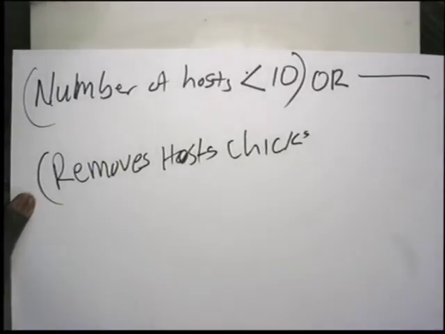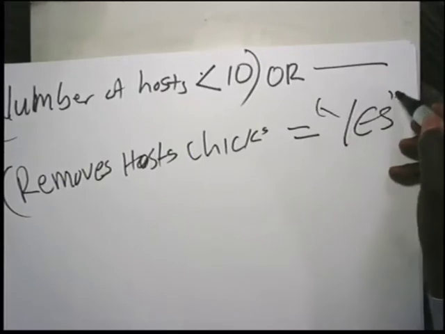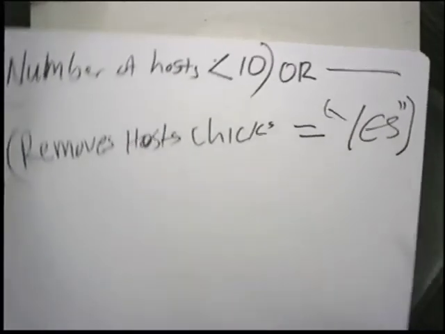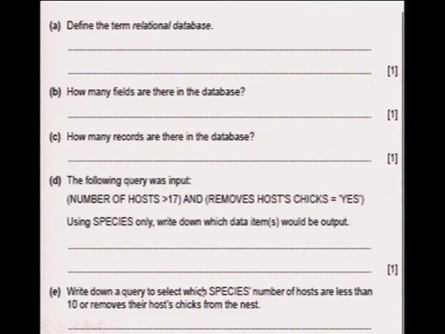Can you see that now? Remove host chicks equal yes. You put it in brackets if it has to do with alphabet. Equal yes, because if you read the question, it says remove their host chick. Yes, they do it. Now you see that, just like the way they wrote it here: remove host chicks equal yes in brackets. Number of hosts greater than 10. Or. So read a question, write the condition.